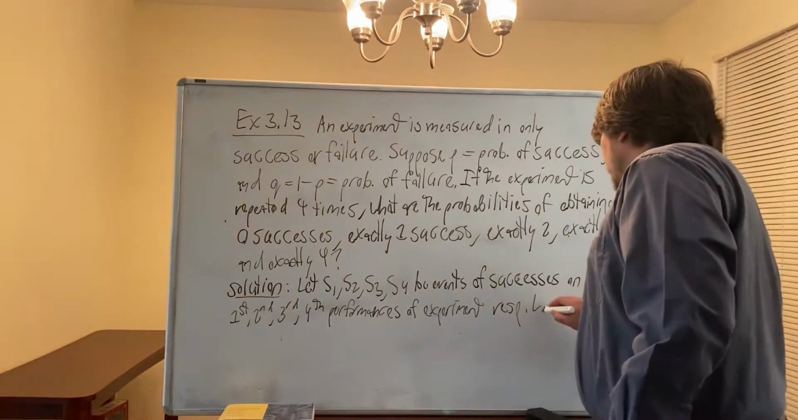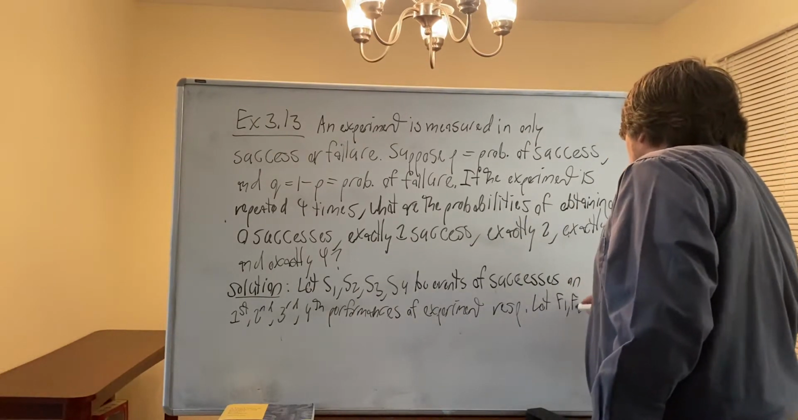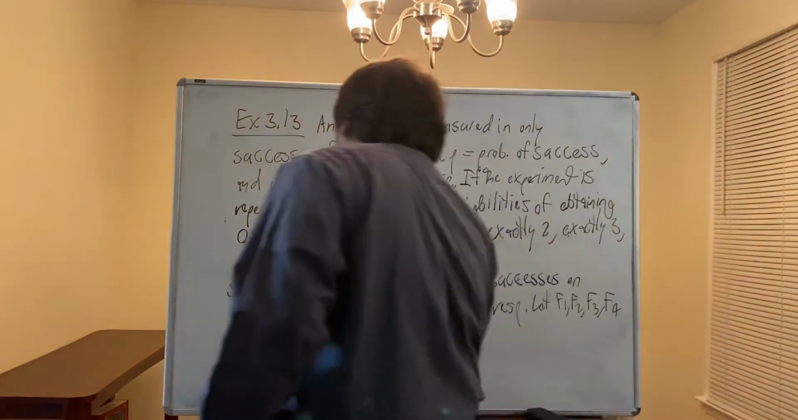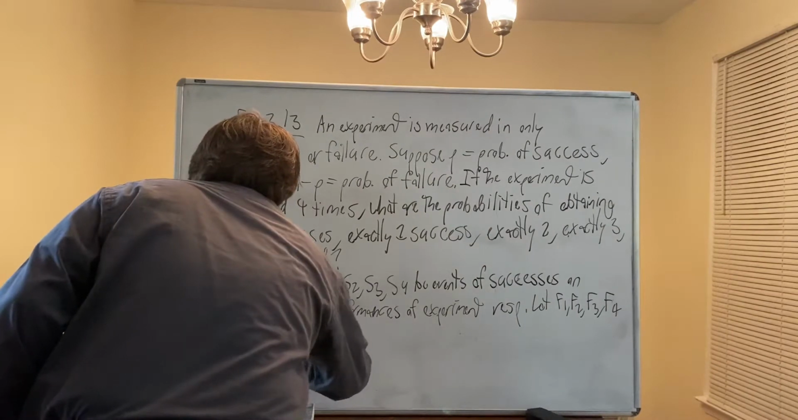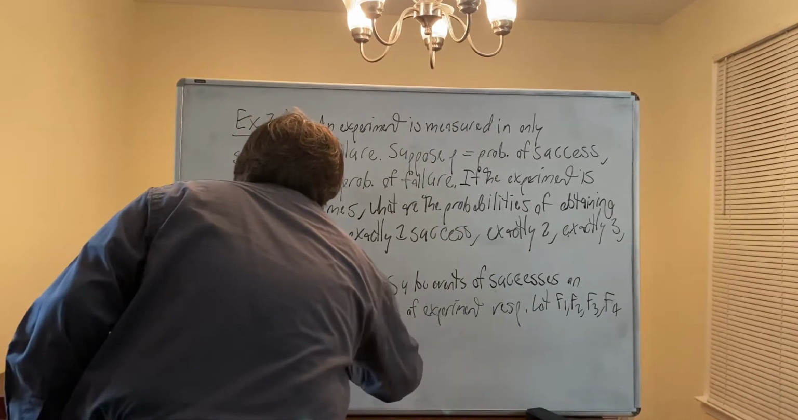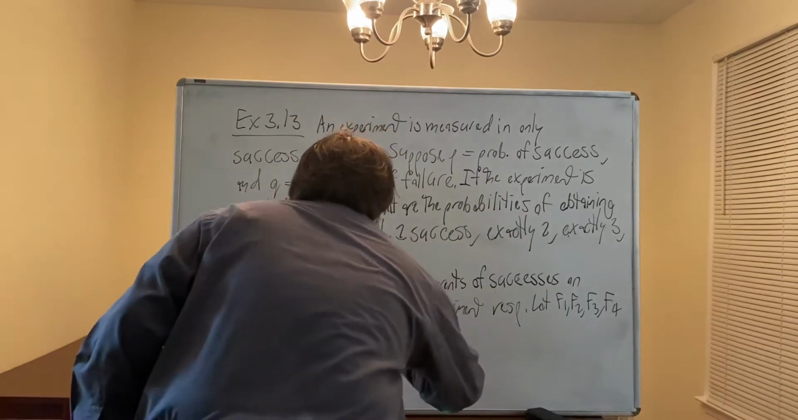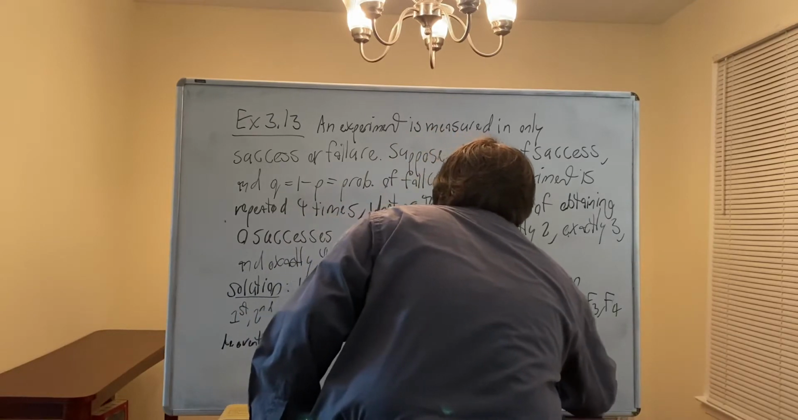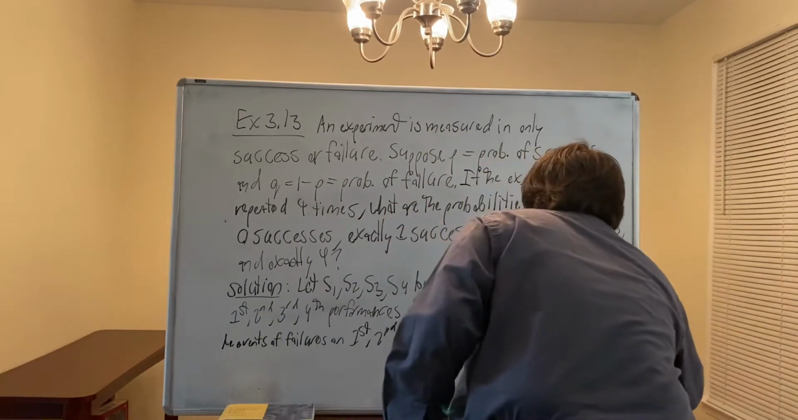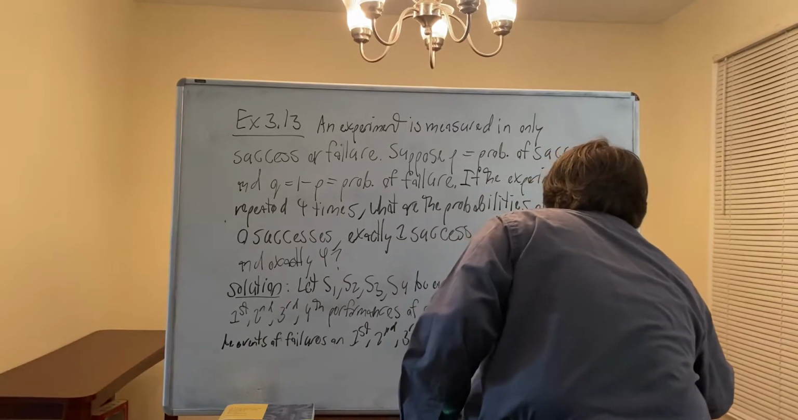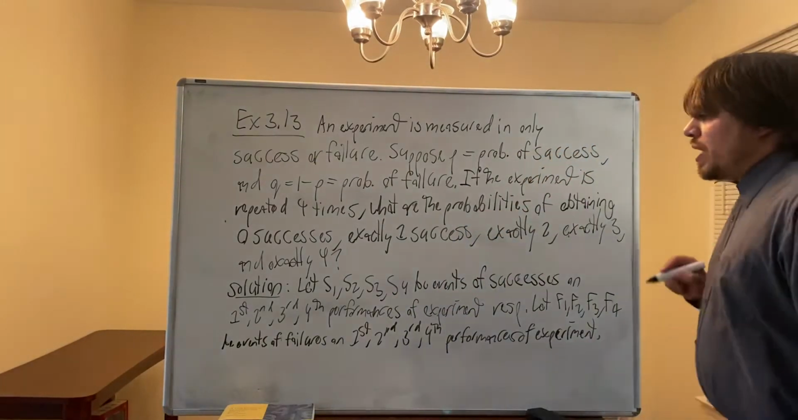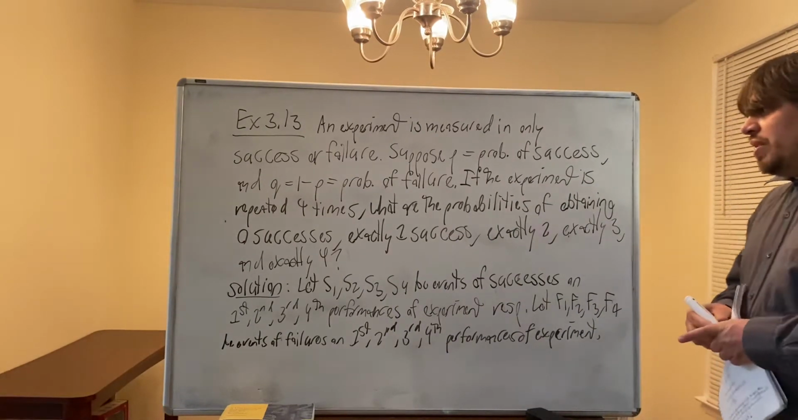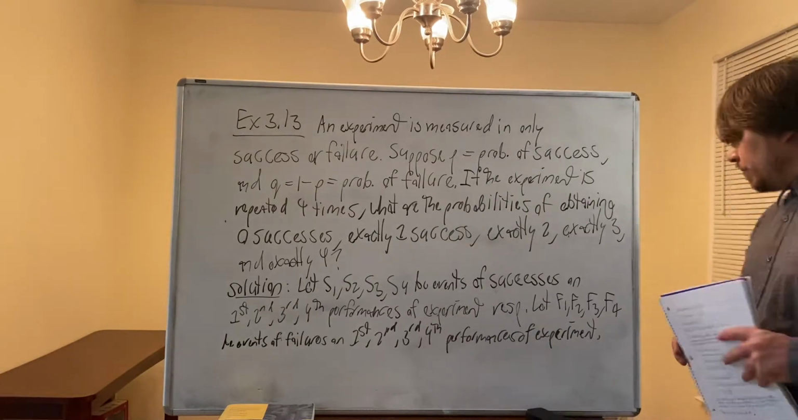Okay, and let F1, F2, F3, F4 be events of failures on the first, second, third, fourth performances of the experiment. So S1 to S4 are successes in the first to fourth performances of the experiment, and F1 to F4 are the events of failures on the first to fourth performances of the experiment.